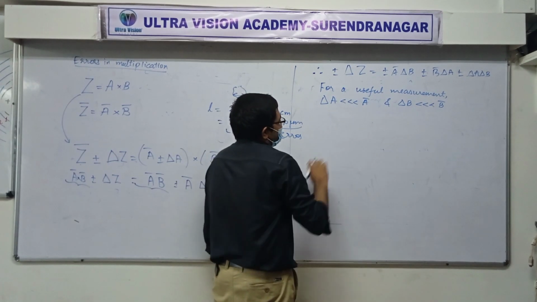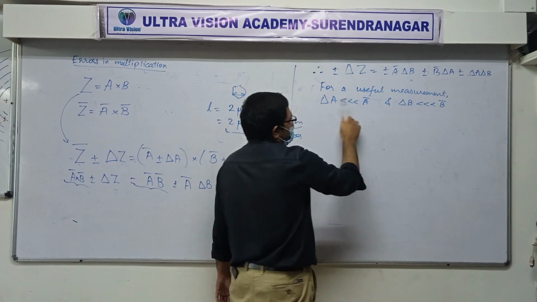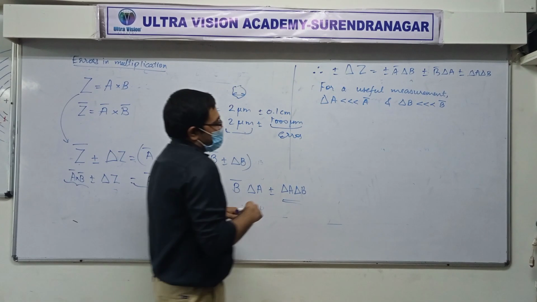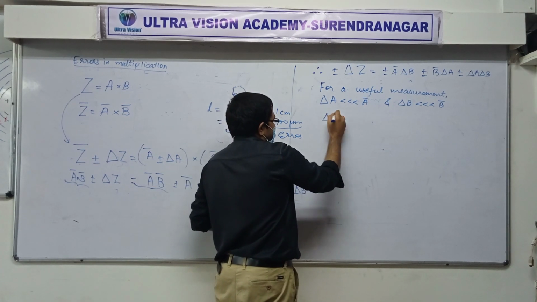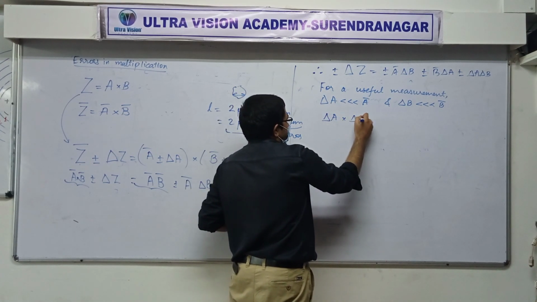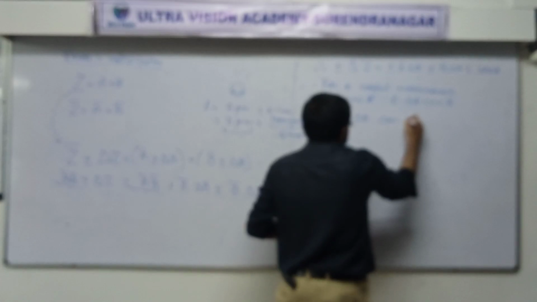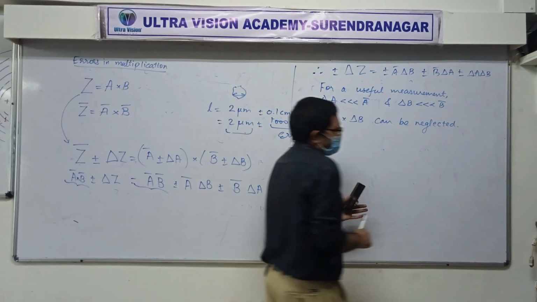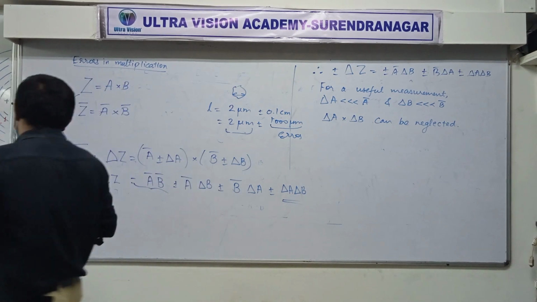So this is what we get. For usual measurement, the errors are small compared to the measured value. Now, that means delta A into delta B, the last one, can be neglected. Now, what is the meaning of neglected? Let me explain that as well.